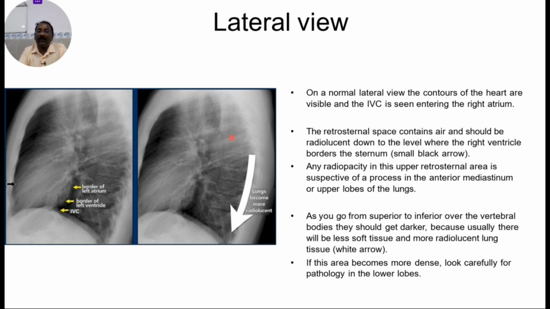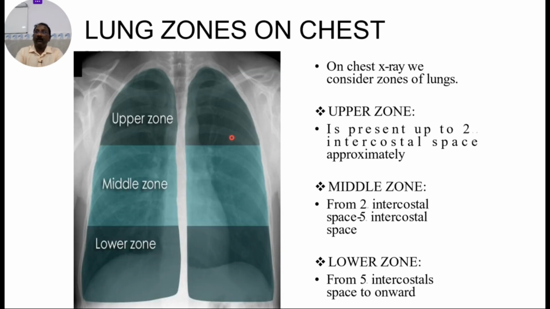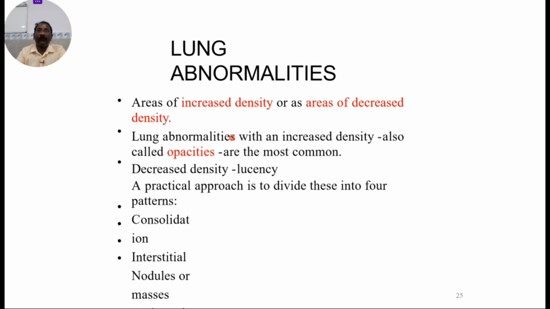As you go from the superior to the inferior over the vertebral bodies, they should get darker because usually there will be less soft tissue and more radiolucent lung tissue. So there are zones in the lungs. Upper zone represents up to the second intercostal space approximately. Middle zone from the second to the fifth, and the lower zone from the fifth intercostal space downward. Here the abnormalities, increased density or decreased density.